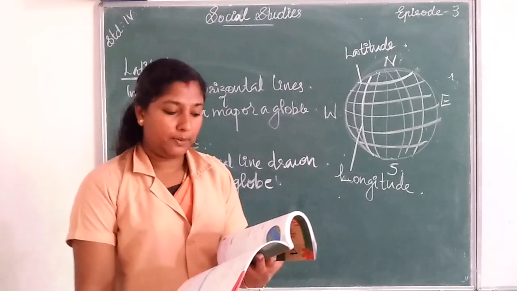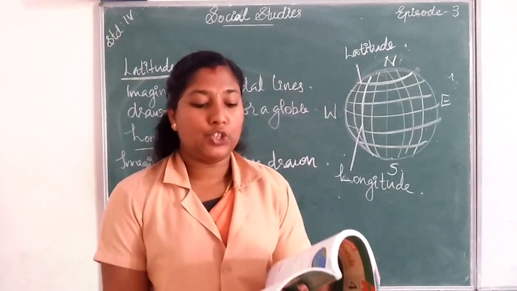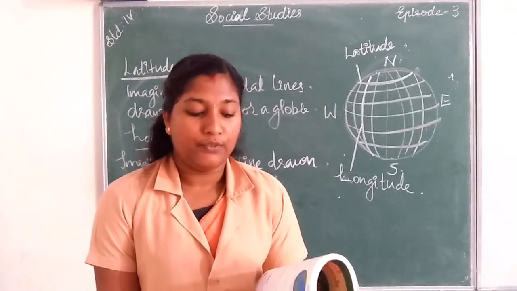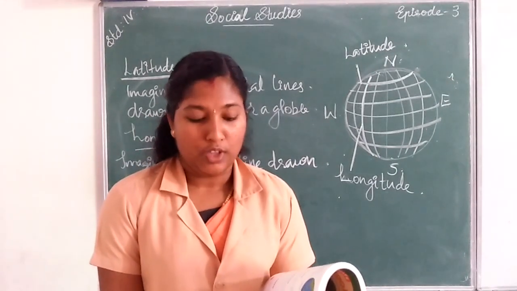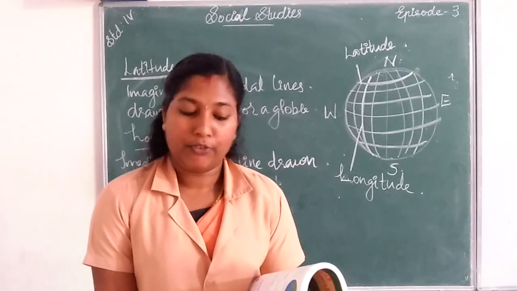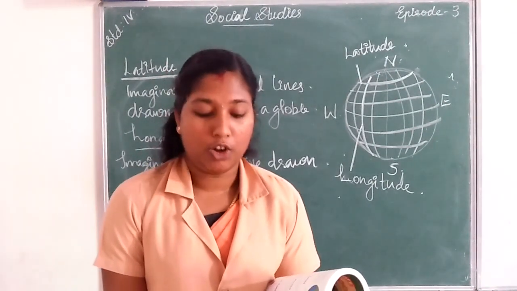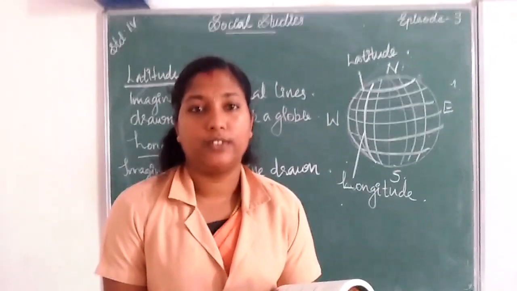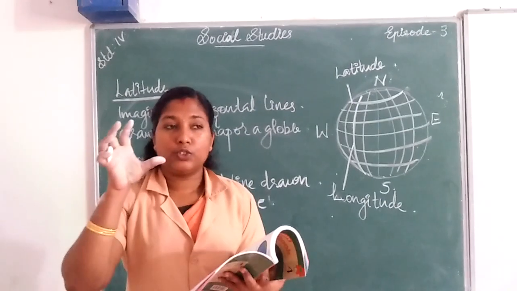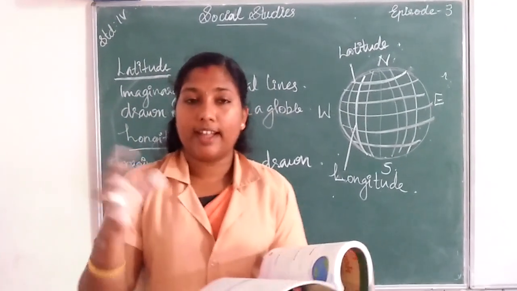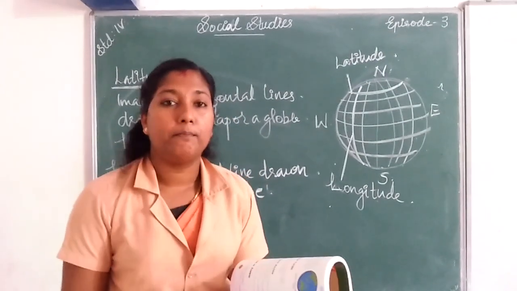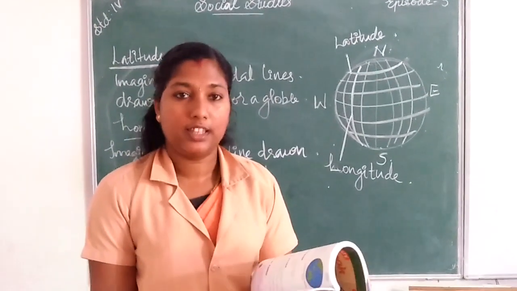Then third question. Which of these can show even a small locality on paper? Four options: map, globe, atlas, all of these. Which one is the correct answer? Map. Map can show even a small locality; we can sketch it on a paper.